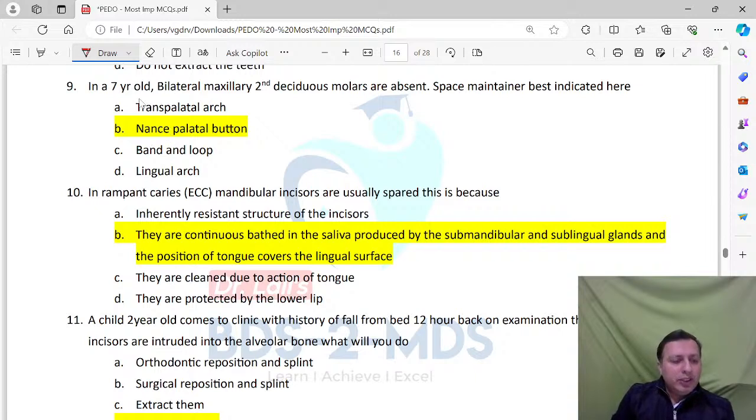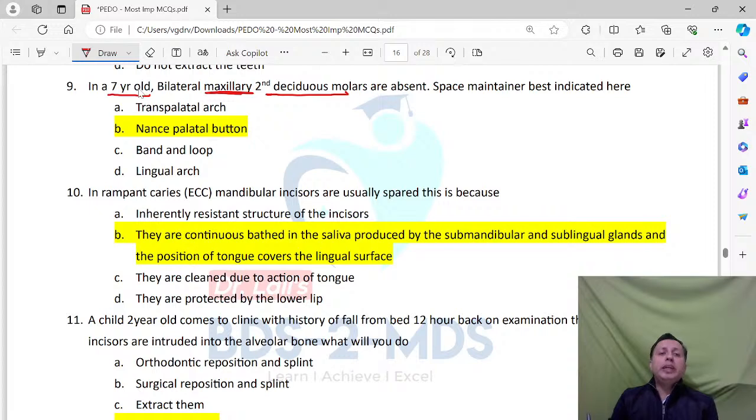Now, the next question: in a 7-year-old child, the bilateral maxillary second primary molars are absent. The space maintainer best indicated here is. Now, see here the age is 7 years. The tooth involved is a maxillary tooth, and that is the second deciduous molar, which is absent. So, by the age of 7, the first permanent molar will have erupted.